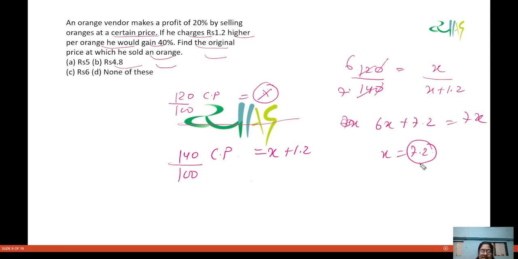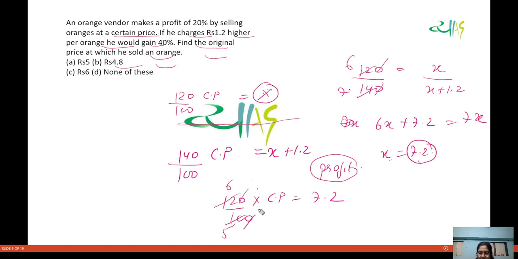Now if x is equal to 7.2, so this x is the profit. Just put this here. You have 120 into cost price into 7.2 into 100. So this will become 5 and this will become 6. And when this is 6, this will go 1.2 times. So cost price is equal to how much? 1.2 into 5, which is 6 rupees.